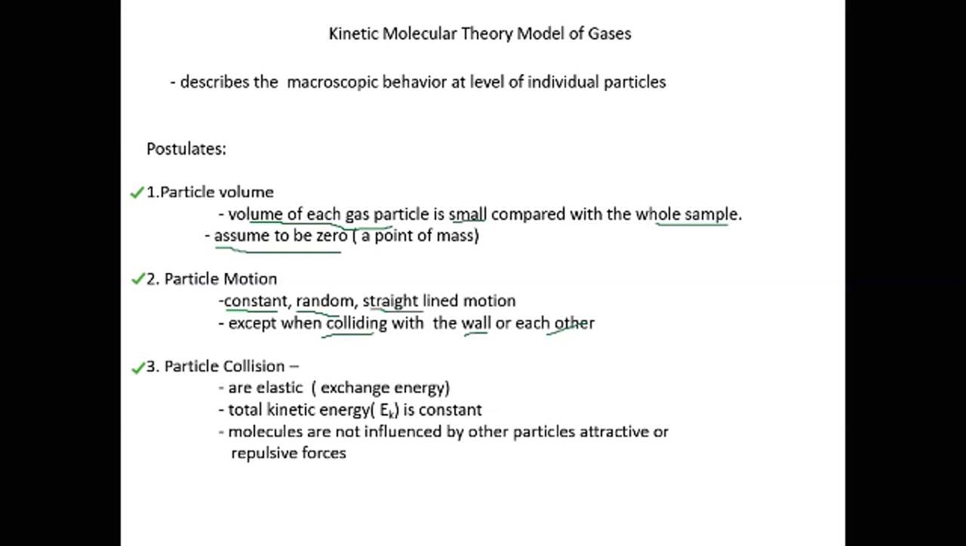For particle collisions, these are elastic, so they just bounce off each other, again, as we assume ideal gas behavior. This is important: the total kinetic energy is constant at a given temperature. So all gases at a given temperature have the same kinetic energy. And molecules are not influenced by attractive or repulsive forces between each other. So there's no interaction between the molecules. And so these 3 postulates make up the kinetic molecular theory model for gases, or the KMT model for gases.